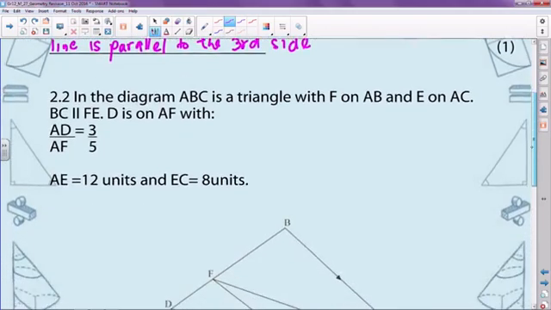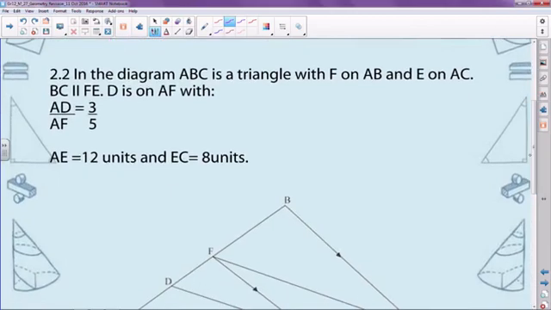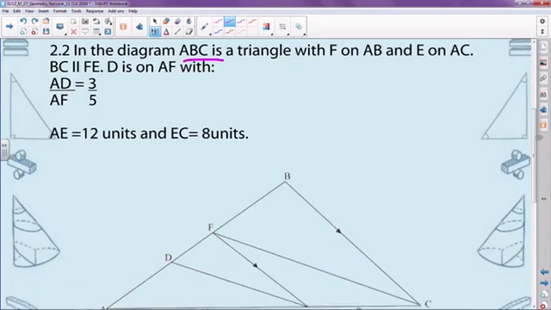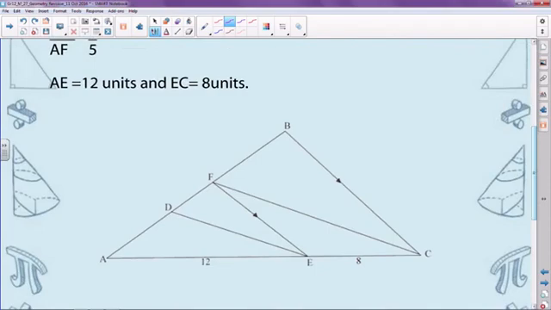Okay, the next one, which is application of that theorem, we're told that in the diagram, triangle ABC is a triangle with F on AB and E on AC. That doesn't really give us much information. However, the next part does. It tells us that BC is parallel to FE. So BC is parallel to FE, and you can see that that's marked on your diagram.